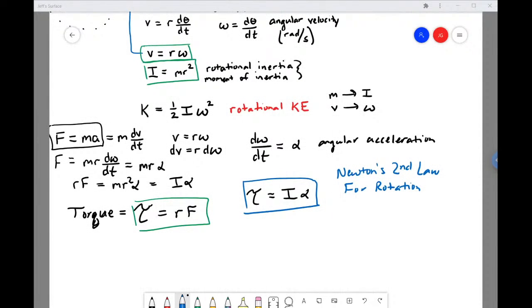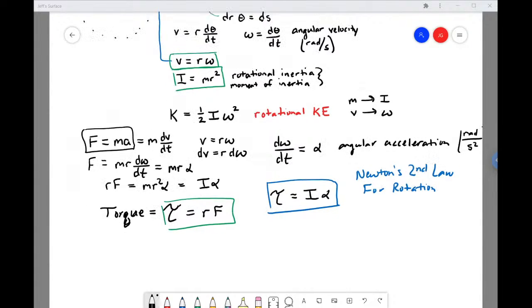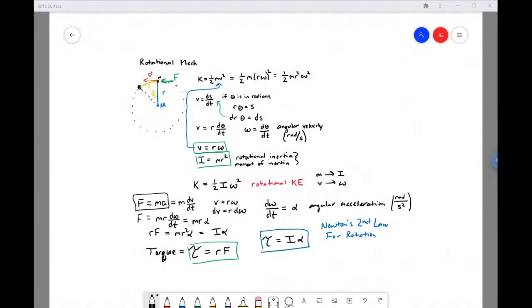And of course, I didn't write this out up here, but the units of angular acceleration would be radians per second squared. Okay? All right. So, let's pause for a second. This may look like a lot of new stuff, but the amount of new stuff here is actually pretty small.